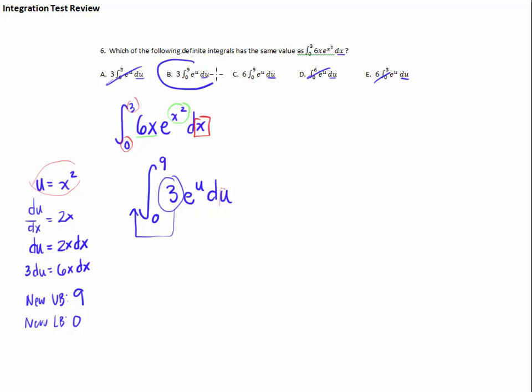That's got a 6 on the outside. So B is our final answer. This will have the exact same value as this does. All that's happened is we have changed the variable from x to some other variable, in this case u.